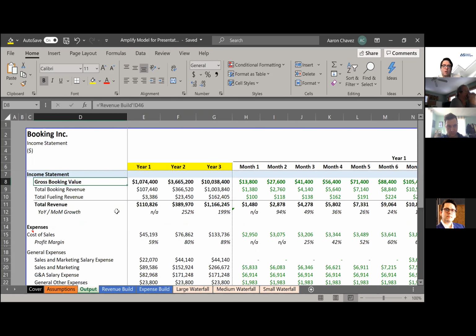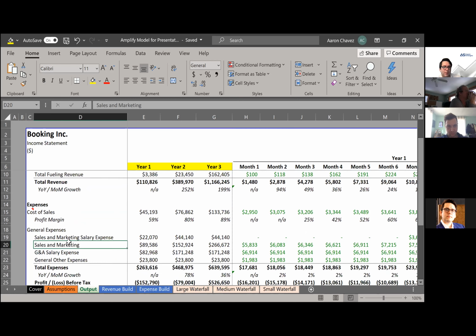So in this case, we have a gross amount of booking value. We have a booking revenue. We have a fueling revenue, which of course yields a total revenue. We have a cost of sales for the technology and the work that we do. We have general expenses. And of course, these expenses are pretty standard. Everybody's got sales and marketing. Everybody's got sales and marketing salary. Everybody's got general and admin. Everybody's got general and other expenses, the office and paper and random stuff.